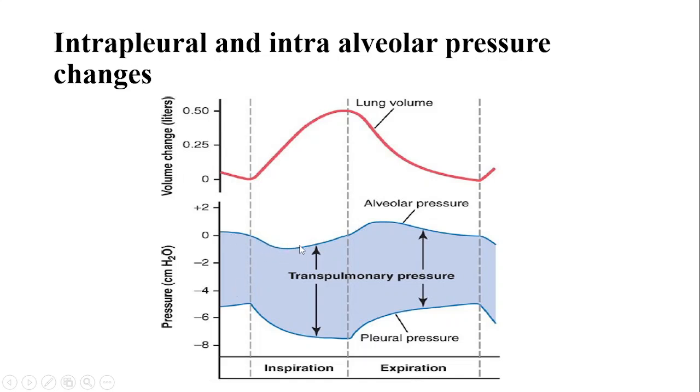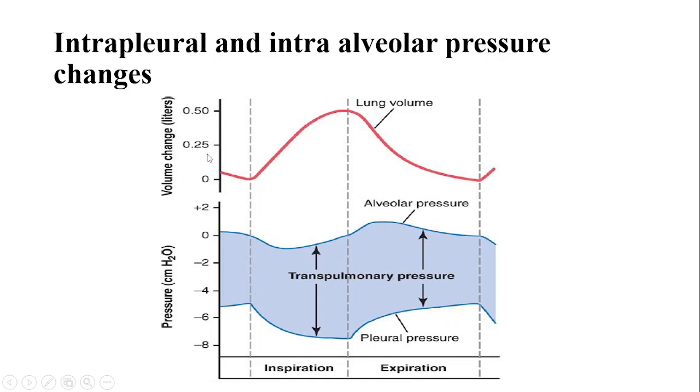atmosphere to alveolus. In case of expiration, the intraalveolar pressure increases from minus 1 centimeter of water to plus 1. That means the intraalveolar pressure has increased by 1 centimeter of water above the atmospheric pressure, so the air will be going from alveolus to the atmosphere. The pressure difference between the intrapleural pressure and intraalveolar pressure is called the transpulmonary pressure.